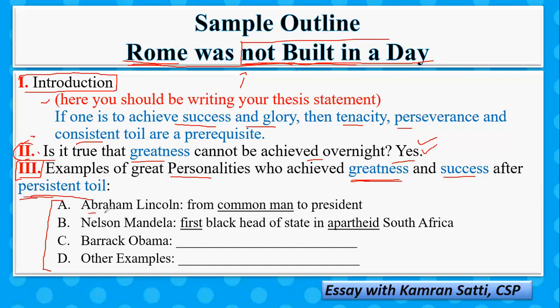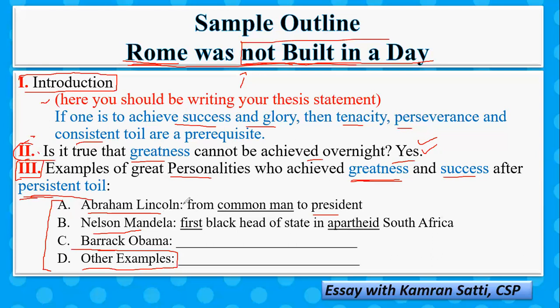So Abraham Lincoln is someone who comes to mind. He was a common poor man and he became the president of the US. Then of course Nelson Mandela comes to mind. He was the first black head of state in apartheid South Africa. And Barack Obama and other examples. Remember, this is just to illustrate which sort of examples you will be citing. You can completely write three different names, or you can write five names, okay. It all depends on you.